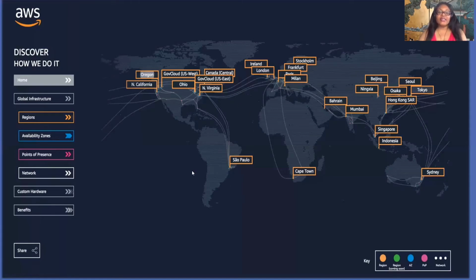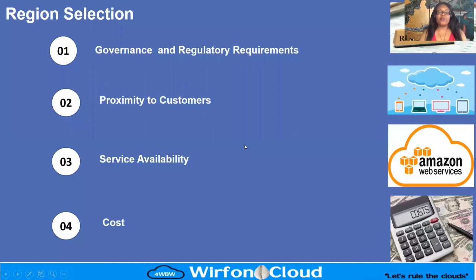And then the next thing to think about is, what do I need to consider before choosing a region? There are 4 things you have to take into consideration. Are there governance and regulatory requirements? Often you might run into governance and regulatory requirements as to where that data should be stored. So think about that.